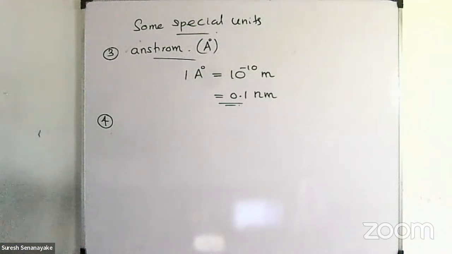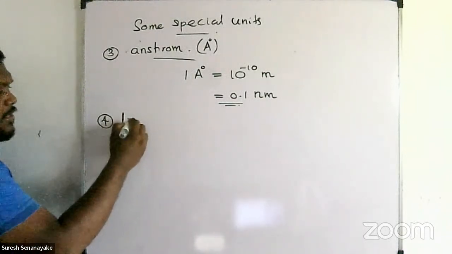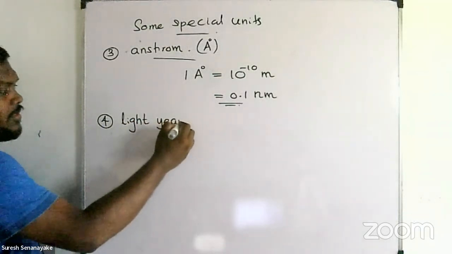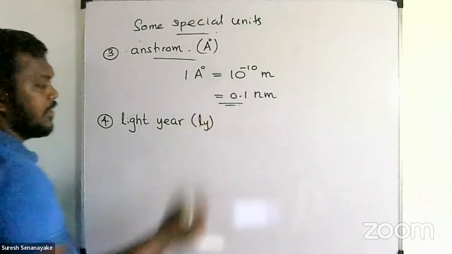Fourth one. So the other special unit is light year. We use LY. Light year.